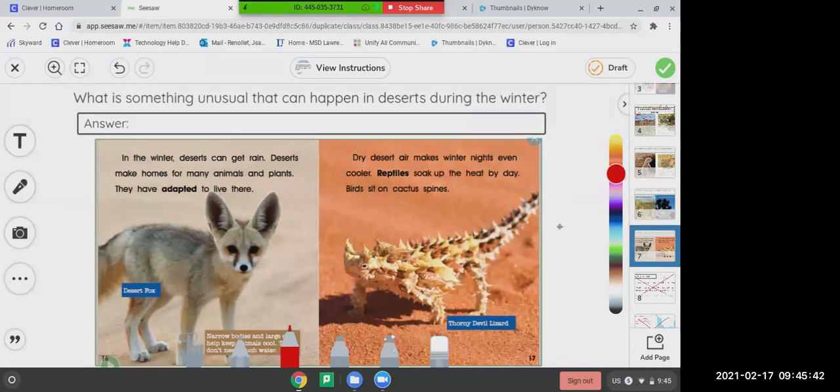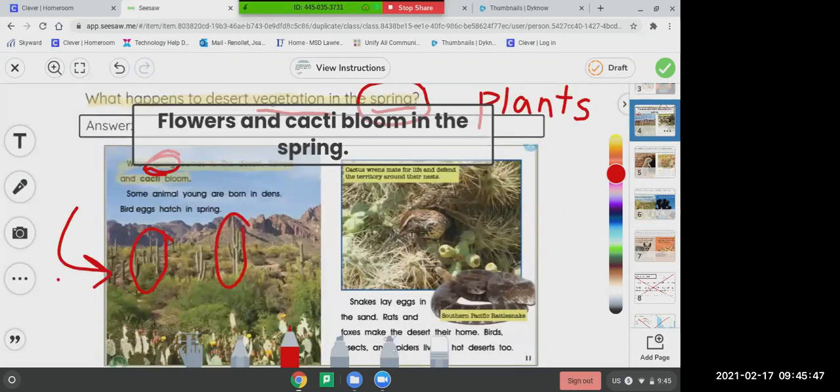When you are finished answering your questions using text evidence like we practiced together, you can turn it in with a green check mark to show me your knowledge. Don't forget to highlight your evidence like we practiced and write a complete sentence.